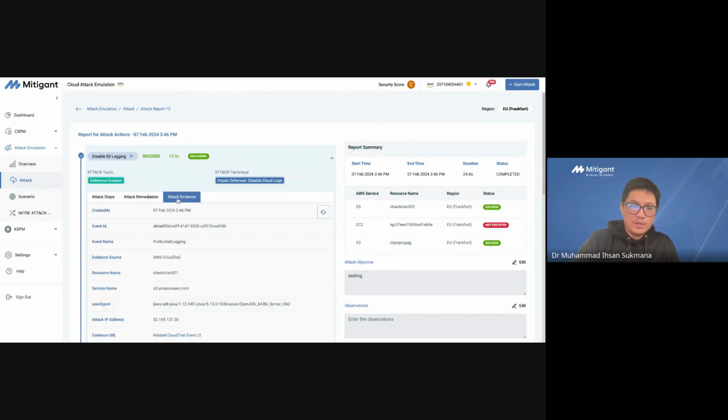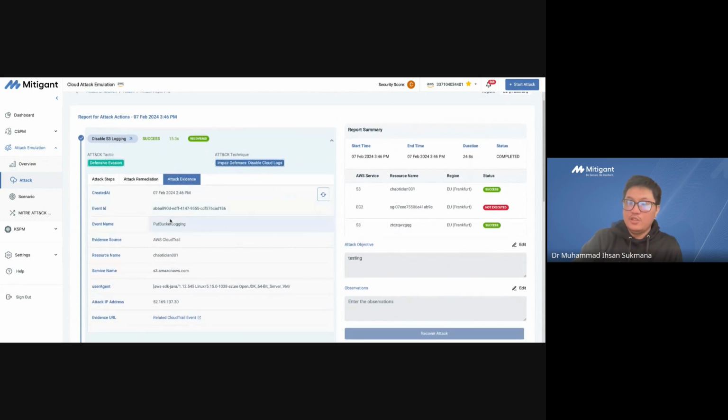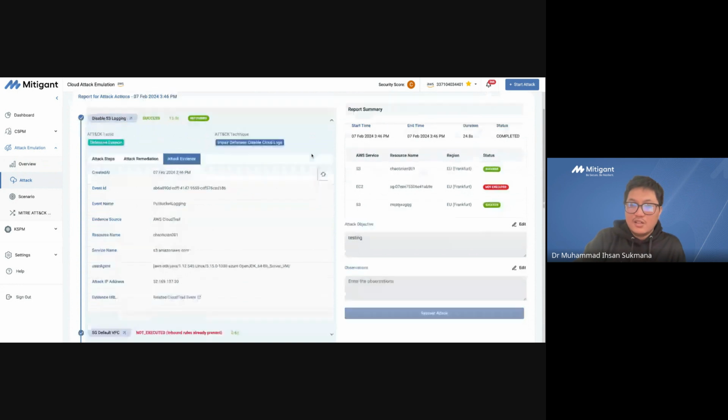We'll also show you the attack evidence, meaning that whenever we run something, you can make sure it will be recorded within your cloud logging and monitoring system. For example, in this case for AWS, we are using CloudTrail. So if your system does not raise an alarm because you do not have the necessary alarm strategy set up, then you can use this information to create a new alarm strategy to be ready for this kind of attack.